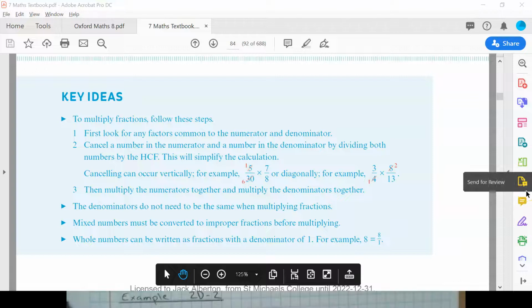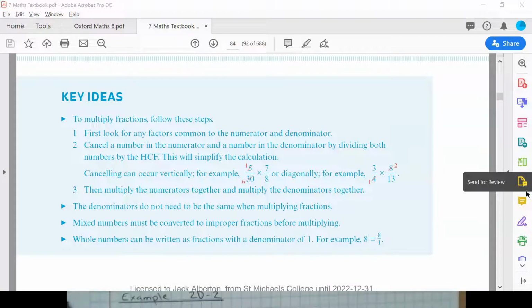In this video we're going to be looking at multiplying fractions. So this in some ways is actually easier than the addition and subtraction of fractions because there's no need to find a common denominator. So we're going to go through a couple of examples. It might be a good idea just to pause the video and read through a couple of these key ideas before you watch me go through these examples.